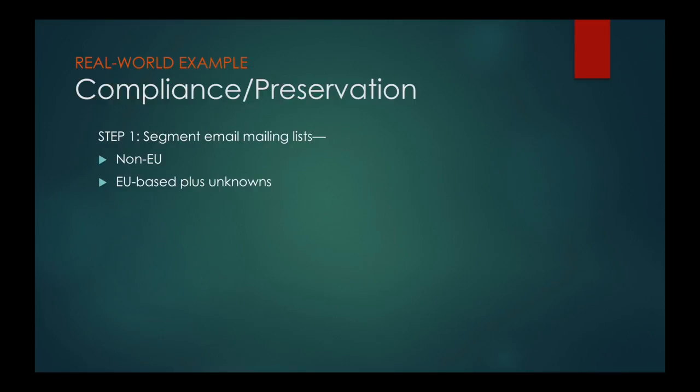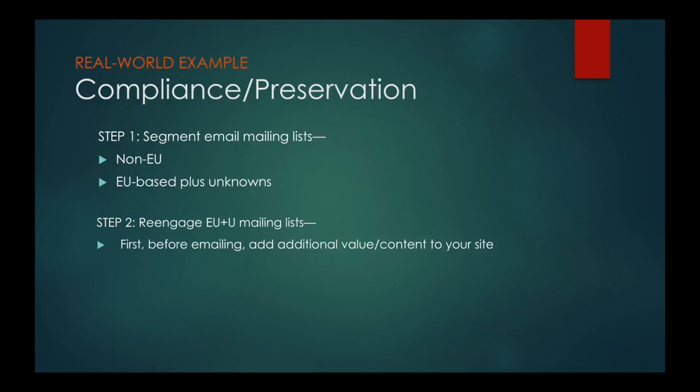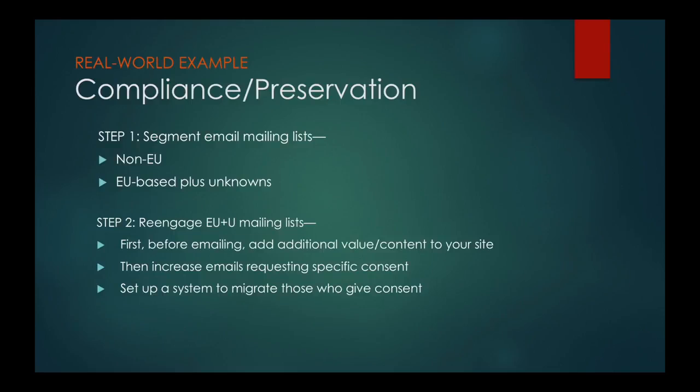Now, once your lists are segmented, continue communicating with the first non-EU list, as you have been doing. For the EU/unknowns, you're going to need to re-engage with them repeatedly before May 25th. For example, first promote and deliver extra value. Talk about new available content on your site, or maybe even send it directly, and then send an email specifically addressing GDPR and requesting their specific consent. Now, remember, you need to make sure you have systems in place to migrate those who consent to an EU consent confirmed segment or list. So there's some work involved here.